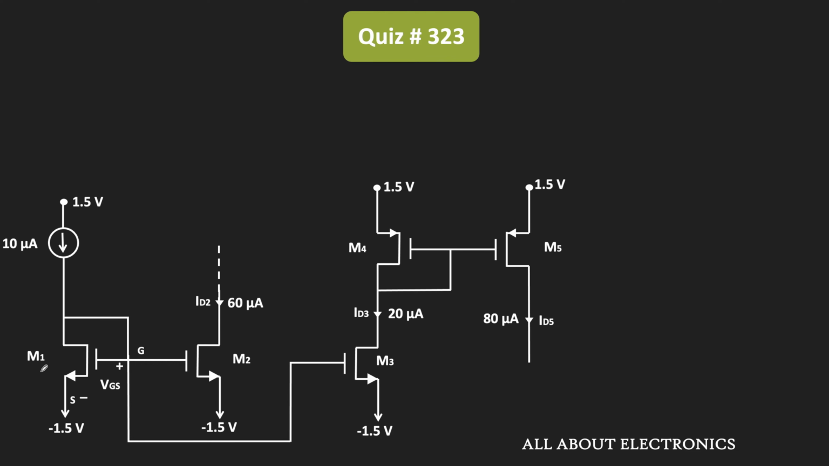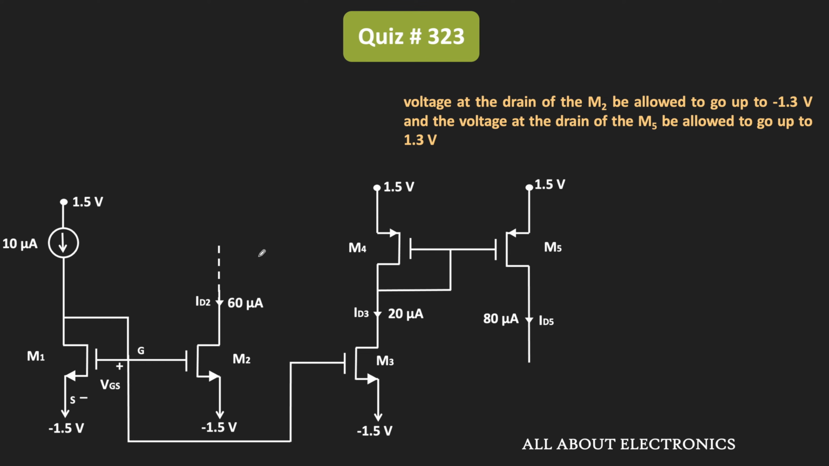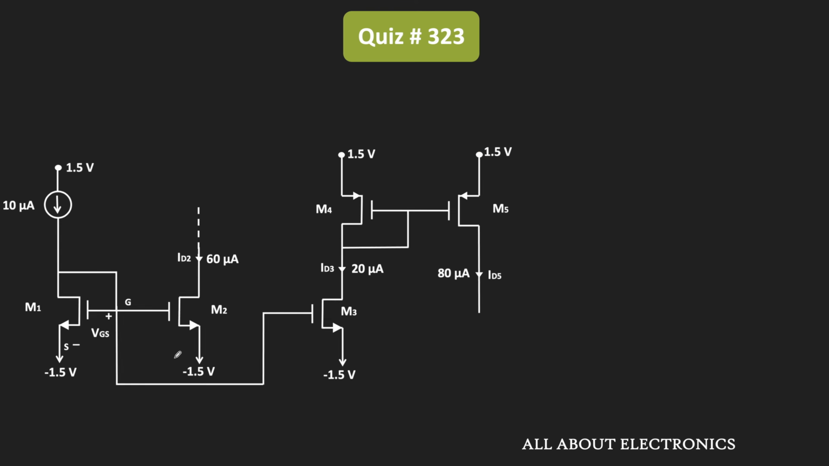To find that, first of all, we require the value of this VGS. Now here, we have been given that the voltage at the drain of this transistor M2 is allowed to go up to minus 1.3 volt. So using this, we can find the voltage VGS. So let us see how.